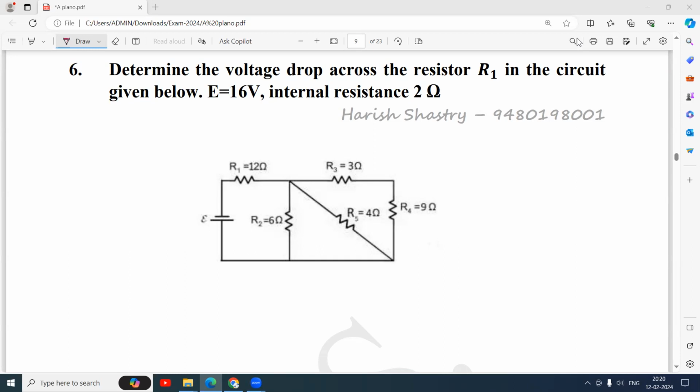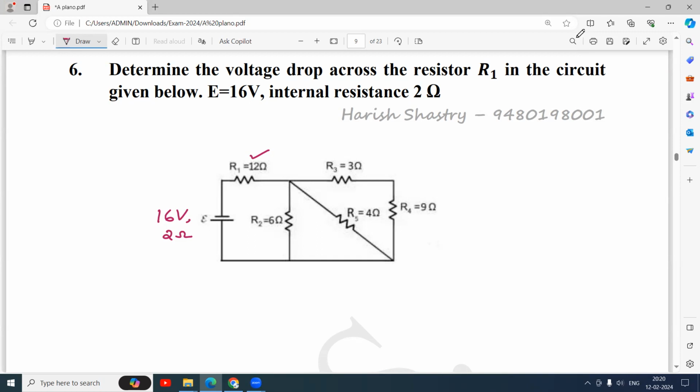Determine the voltage drop across the resistor R1. Where is R1? R1 is here. Determine the voltage drop across R1 in the circuit given below. E is 16 volts, so we will transfer it to the diagram. 16 volt, internal resistance 2 ohm. What is the voltage across R1?